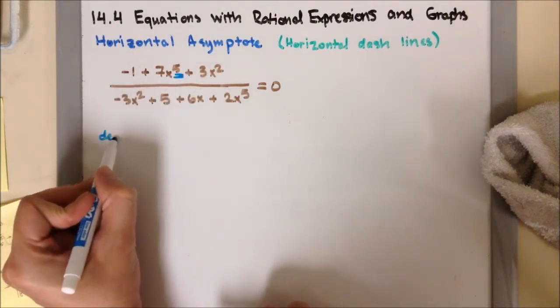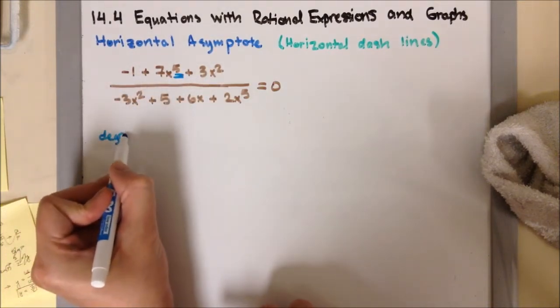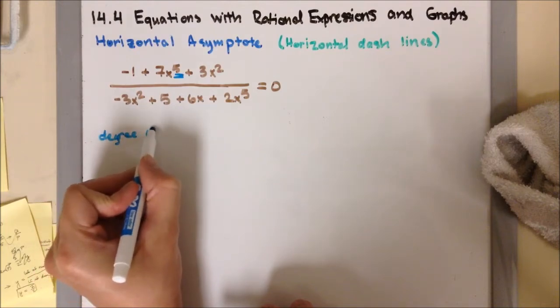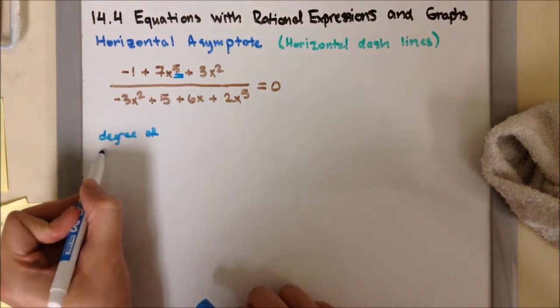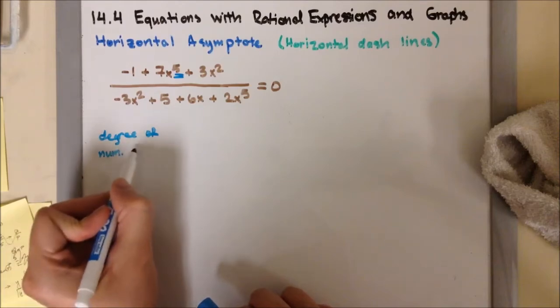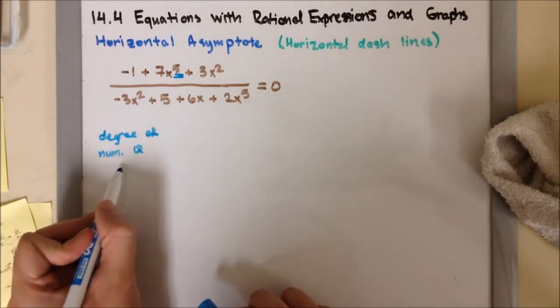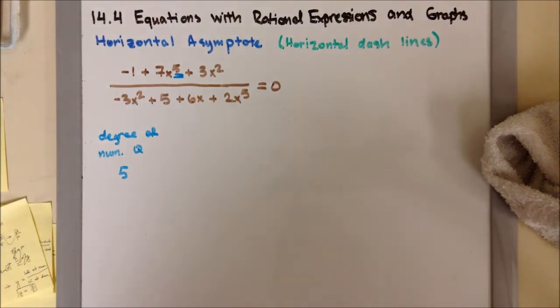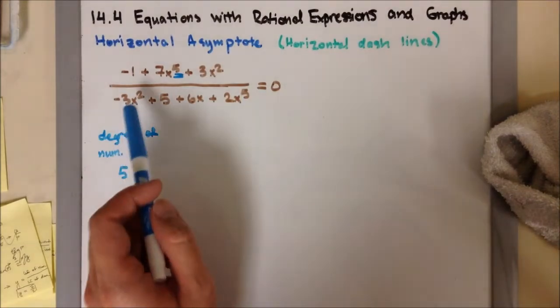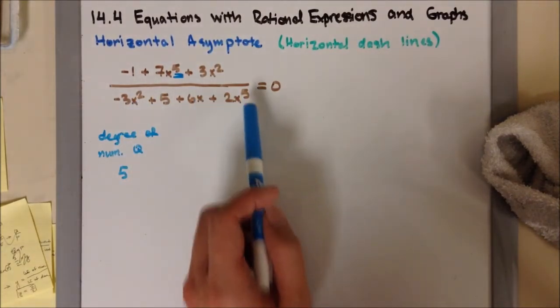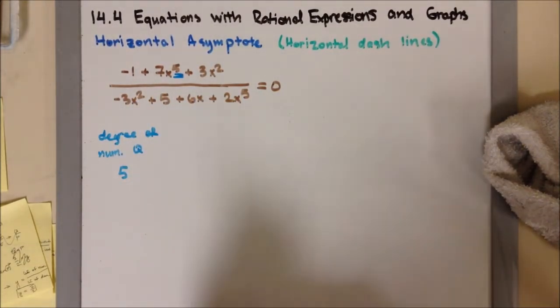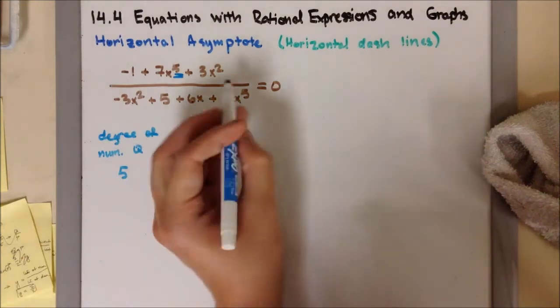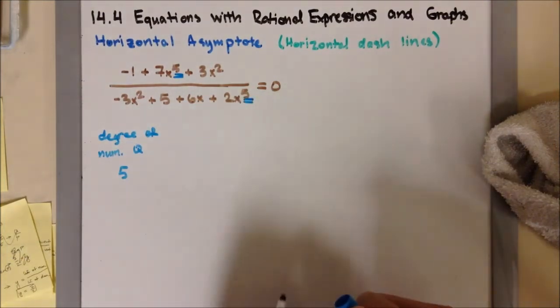So degree of numerator, which is q, is 5. Now let's take a look at the denominator. So the exponents are x squared, x to the 1 power, and x to the fifth. Between the three exponents that you have, the fifth power is the highest in the denominator.